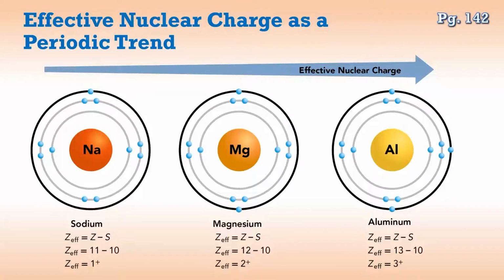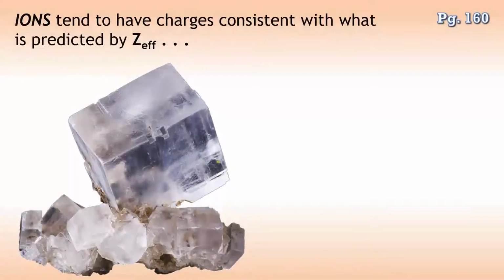It's always 10 because all three of these cations follow the octet rule, and when they become ions, they tend to lose their outer shell, and they keep their core electrons. And so the difference between the two is 1, 2, and 3, respectively. Thus, ions tend to have charges which are consistent with what is predicted by the effective nuclear charge, Z sub F.